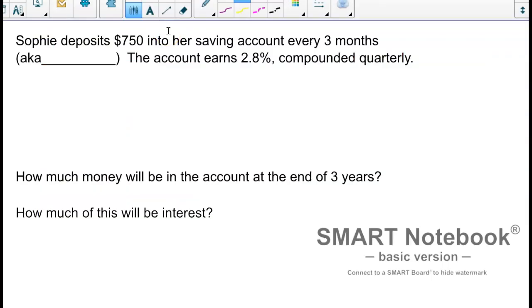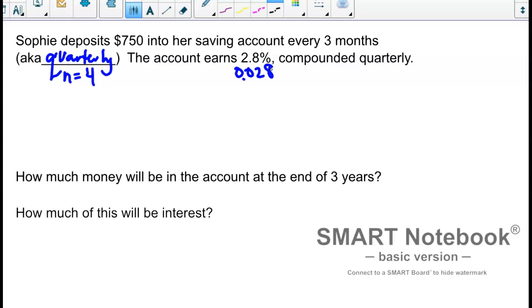Here's the first question. Sophie deposits $750 into her savings account every 3 months. When we talk about doing something every 3 months, how many times a year do we do that? 4, you're right. So every 3 months, that's the same thing as writing quarterly. We know that quarterly means that our n equals 4. The account is earning 0.028% compounded quarterly, meaning 4 times a year.